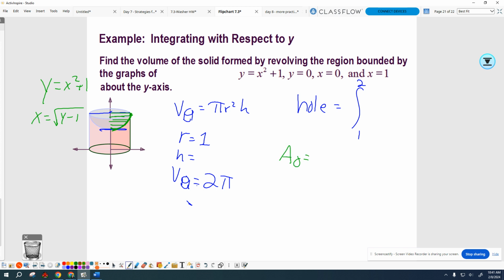So the area formula of the circle is pi times that guy squared. Exactly. So yes, we're now just integrating to find the hole. Raise the power, divide by the new power.